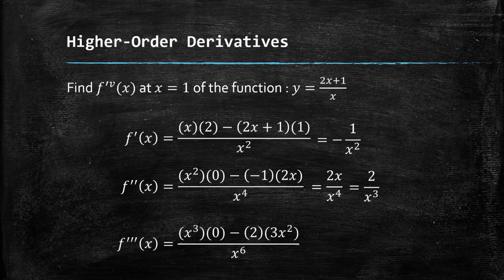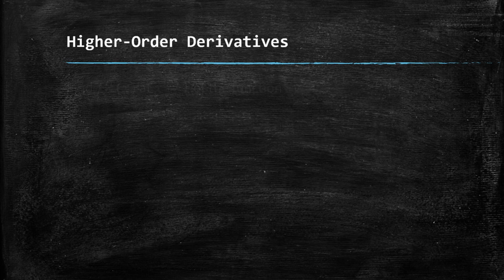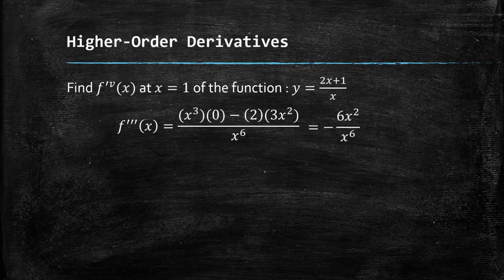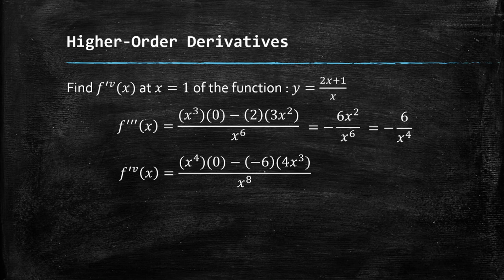Okay, then we'll get the f triple prime, or the third derivative. We have this, and then we simplify. We have −6x²/x⁶, which gives us −6/x⁴. And lastly, we are going to find the fourth derivative. Since it's a quotient again, we can apply the quotient rule, which will give us 24x³/x⁸, which is 24/x⁵.